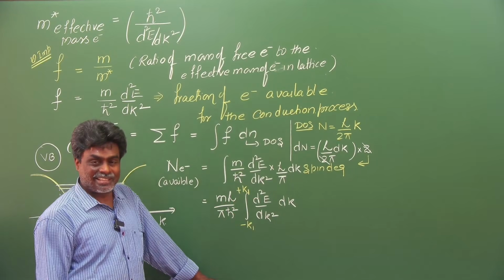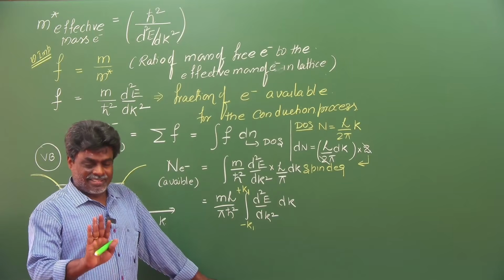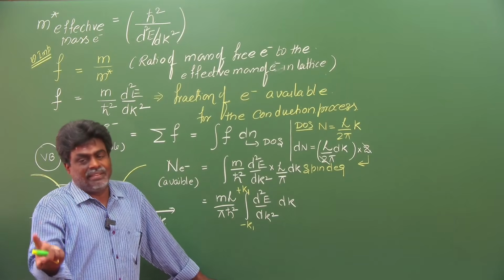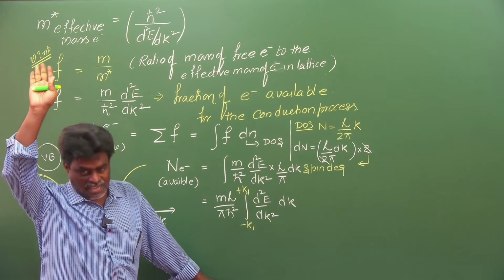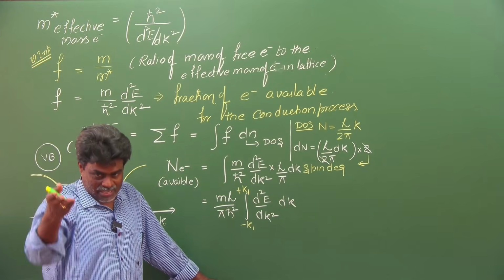What is E? You are taking a free electron, a nearly free electron. The free electron function is even. What is that? h cross square k square by 2m.